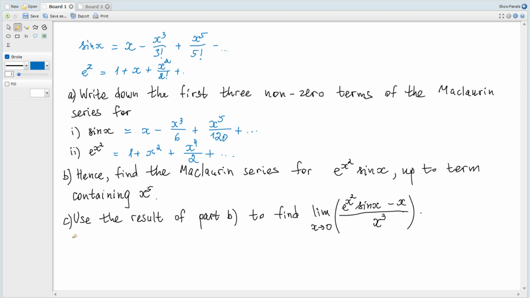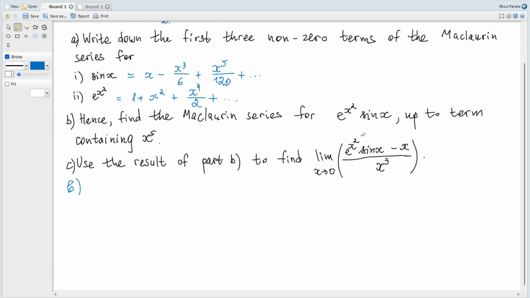For the next question, we can find the Maclaurin series for e to the power of x squared multiplied by sine of x up to the term containing x to the power of 5. It is suggested up to and including a term containing x to the power of 5.